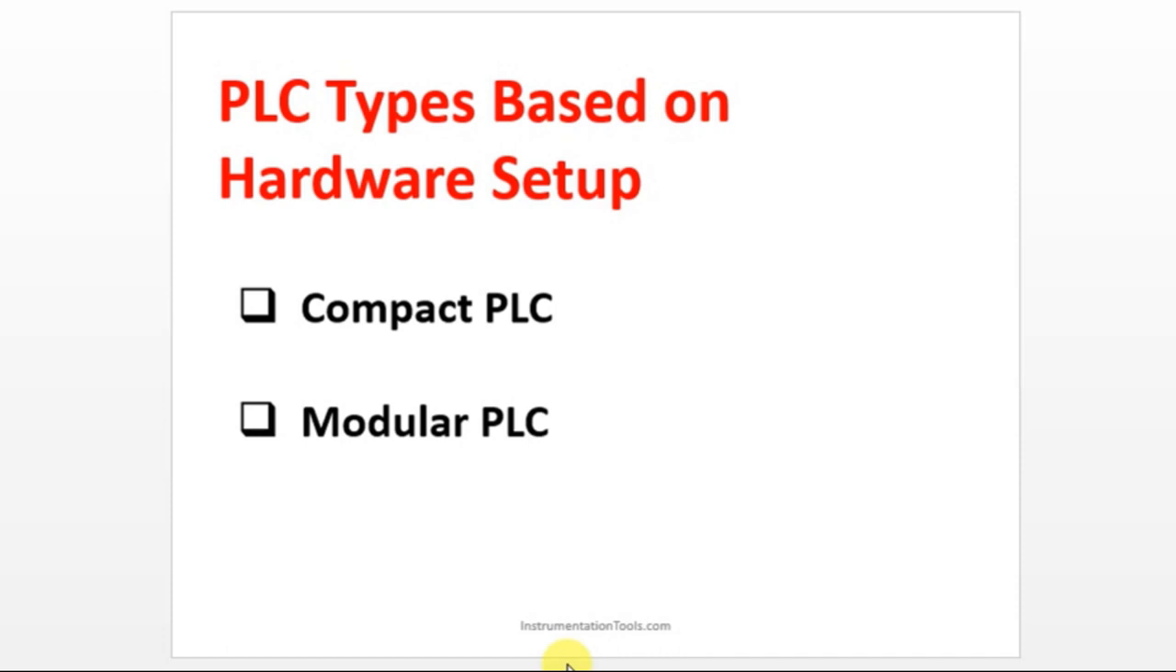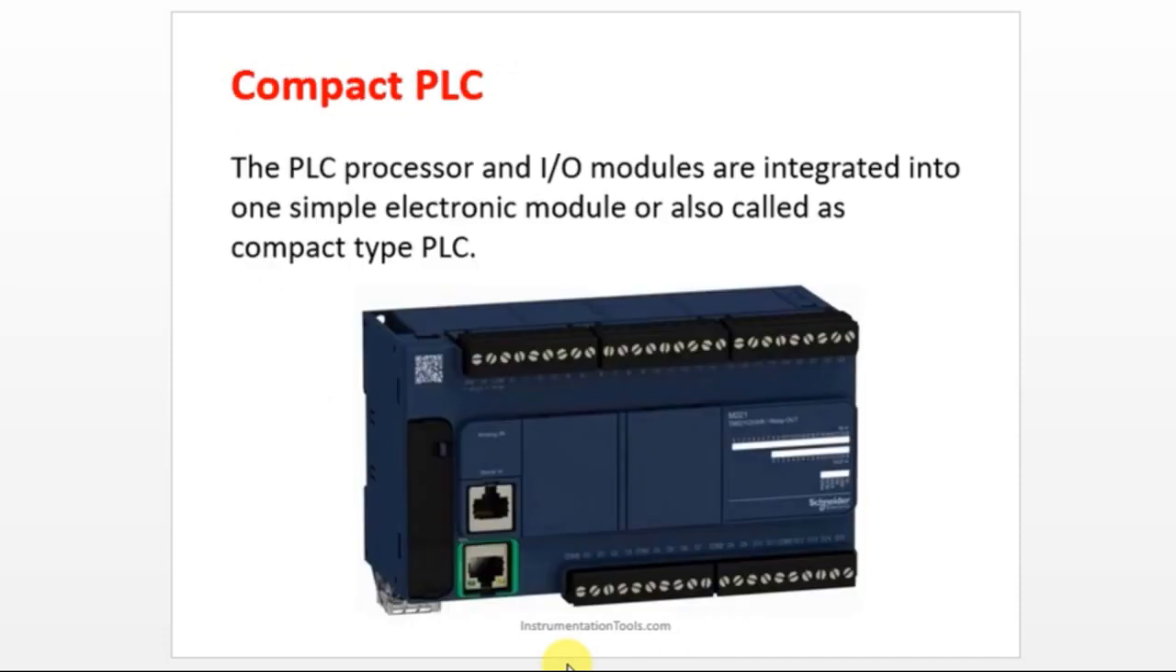And the second type is based on the hardware setup. We have a compact type PLC and a modular type PLC. The compact type PLC is like an integrated type PLC. As you can see in the slide, there is a simple box, and inside that box we have a processor, and over there we have IO pins. You can see the IO ports here, and also the output ports. We have communication ports here. Inside this processor we have memories, and everything is integrated. That is what is called a compact type PLC.